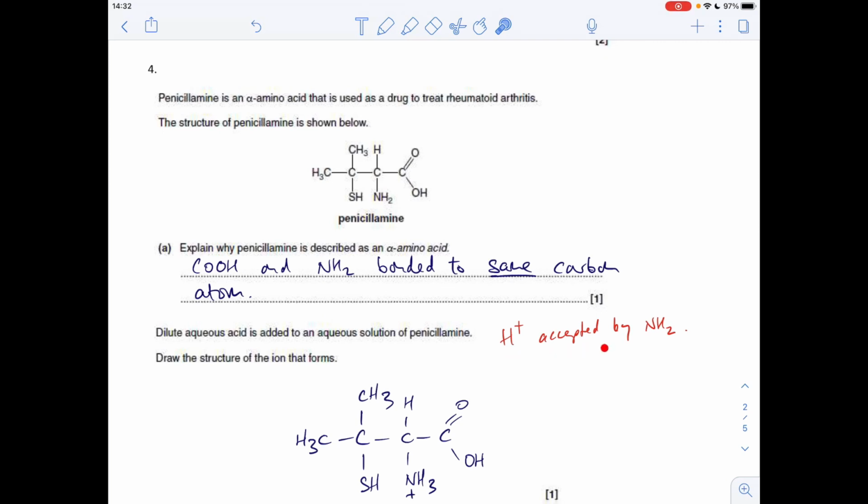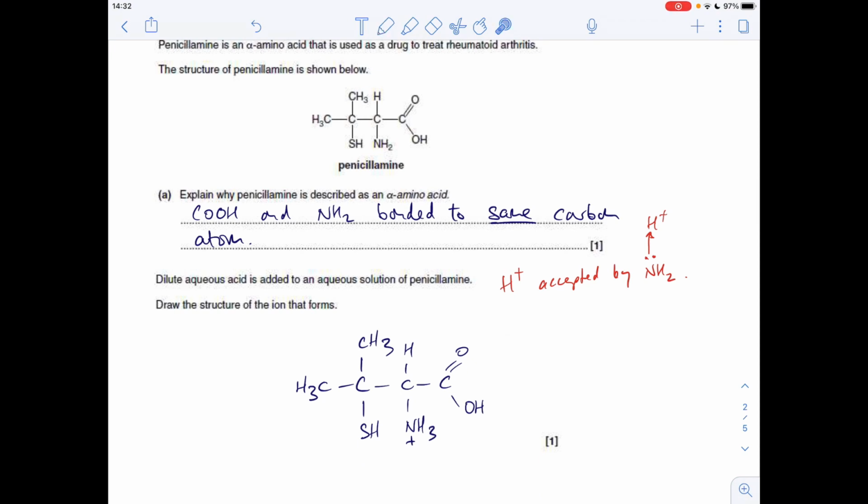You can see I've written in red there. The H plus ion from the acid is going to be accepted by the lone pair on that nitrogen of the NH2 group. So if you've got an H plus up there, you're going to get a dative covalent bond being formed between the nitrogen and the H plus ion. That's not required for this question, but it's just a little bit of extra theory there for you. So obviously the product of that, all it's changing is the NH2 is changing into an NH3 plus ion.